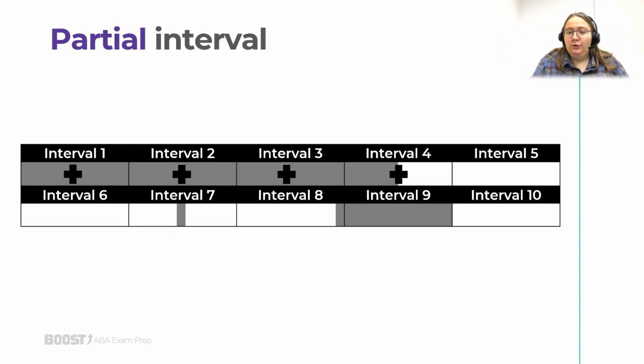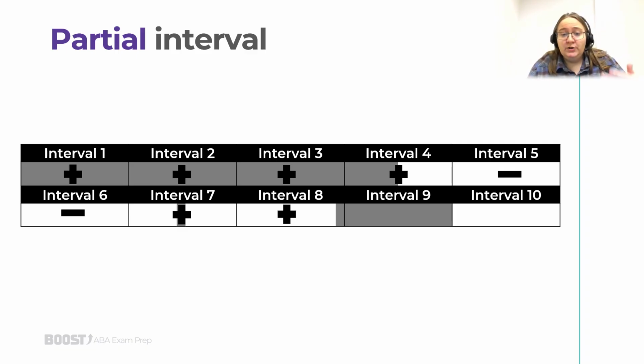Same thing with interval 4, right? In this case, it occurred for probably about 5 seconds. The fact it occurred at all, we would mark it as yes, as a plus, or as a check in some instances. Intervals 5 and 6 don't have any occurrence of behavior at all, so we would mark that as a no. Interval 7, we would mark as a yes, because again, it's occurring at some point in the interval, whereas in momentary time sampling, we would score this and interval 4 as a no. In partial interval, the fact that it occurred at all, you mark that as a yes for that specific interval.